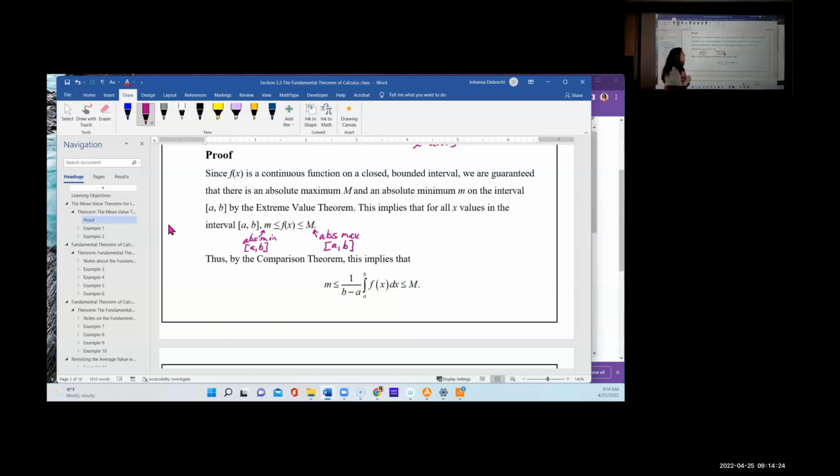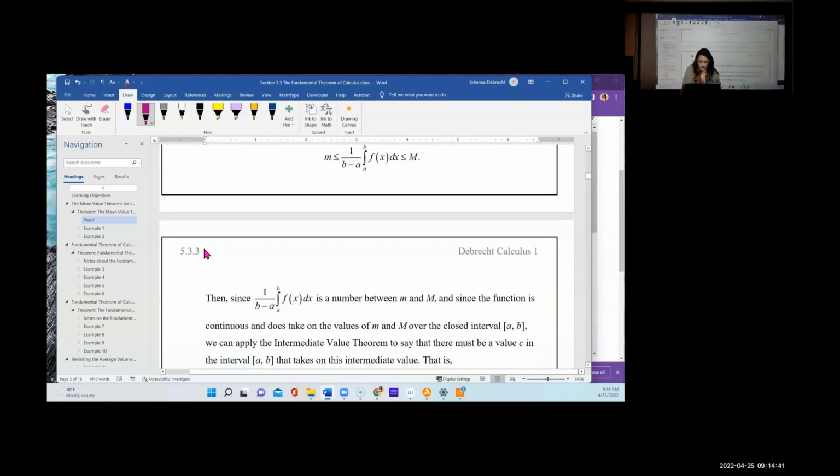Now, by comparing this, this means that we have to have some m less than or equal to this average value less than or equal to M, right? By comparison, right? Now, since this value of 1 over b minus a, the integral from a to b of f of x dx, is a number between the absolute minimum and the absolute maximum, and since the function is continuous and it takes on all the values between lowercase m and uppercase M, then we can apply the intermediate value theorem.